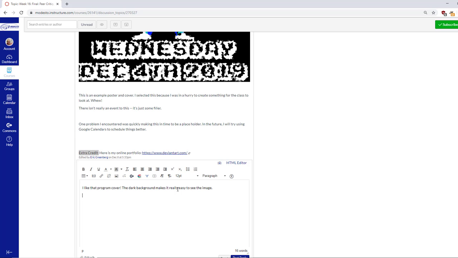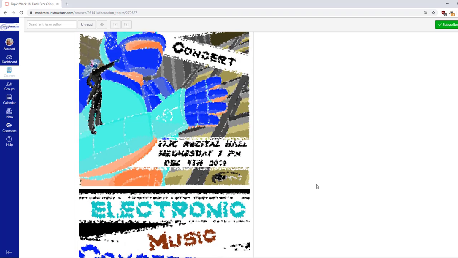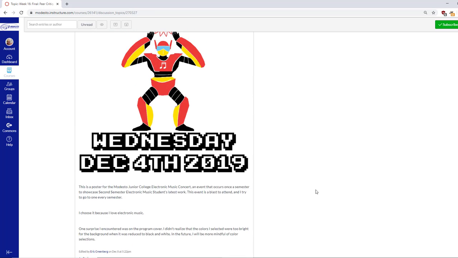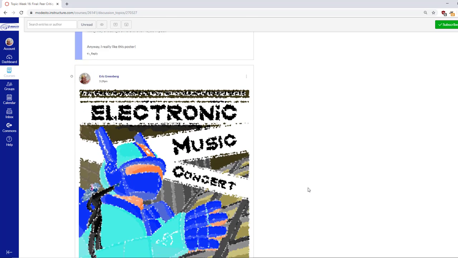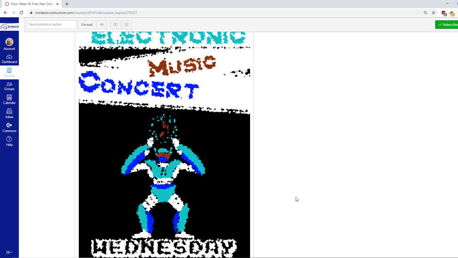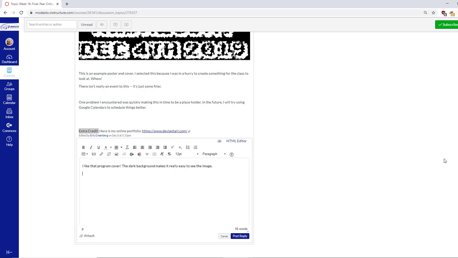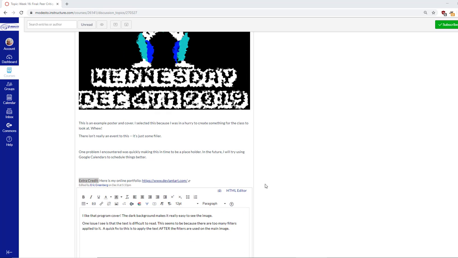All right, let's look for something that could be improved and talk about how to improve it. I'd say for a person who is talking about how hard it is to read my bottom right text on my poster, his text is in no better condition. I think that maybe fewer filters on the text, or have the text be more legible. One issue I see is that the text is difficult to read. This seems to be because, how annoying. Let me just pause this and finish typing this out for you real quick. Here we go. One issue I see is that the text is difficult to read. For sure. This seems to be because there are too many filters applied to it. A quick fix to this would be to apply the text after the filters are used on the main image.